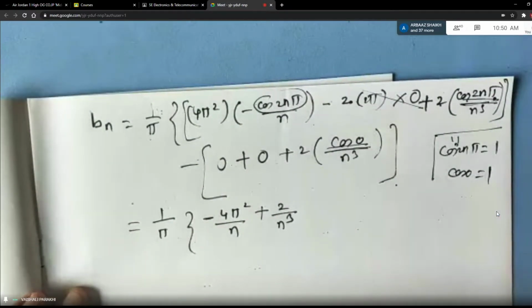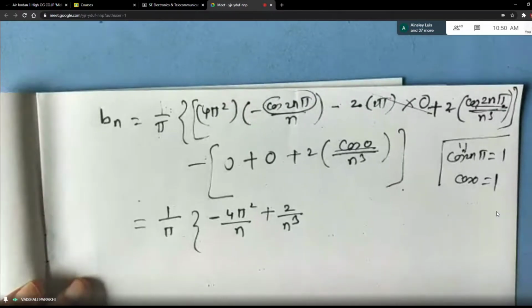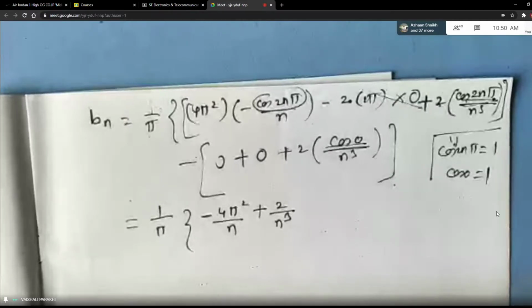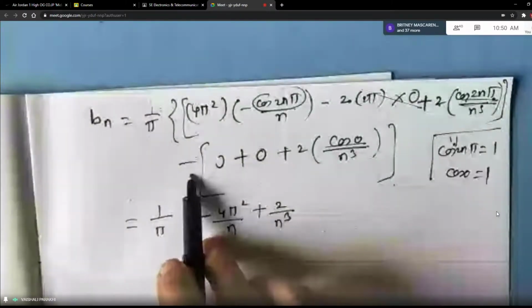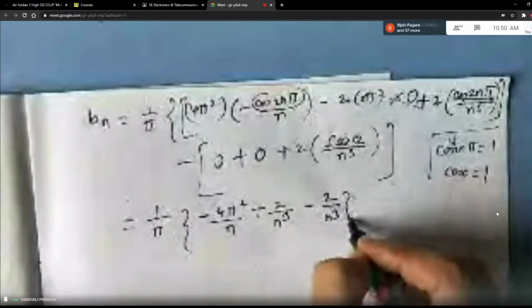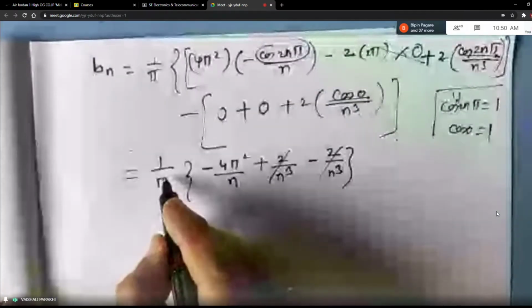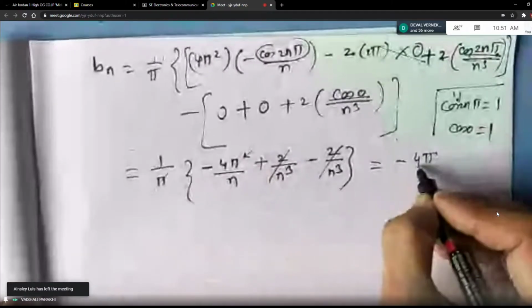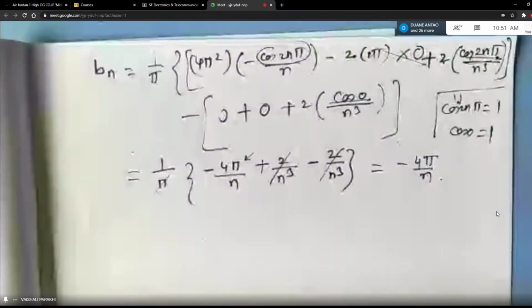Okay. So new students, you need to remember this. Sine of 0 is 0, cos of 0 is 1, tan of 0 is 0. Trigonometric functions for the standard angles. And now the last term is remaining, which is minus here. Cos of 0 is 1, so 2 by n cube. And then plus and minus will get cancelled. 1 by pi will go here, students. So what you get here is minus 4 pi by n. This is your Bn.